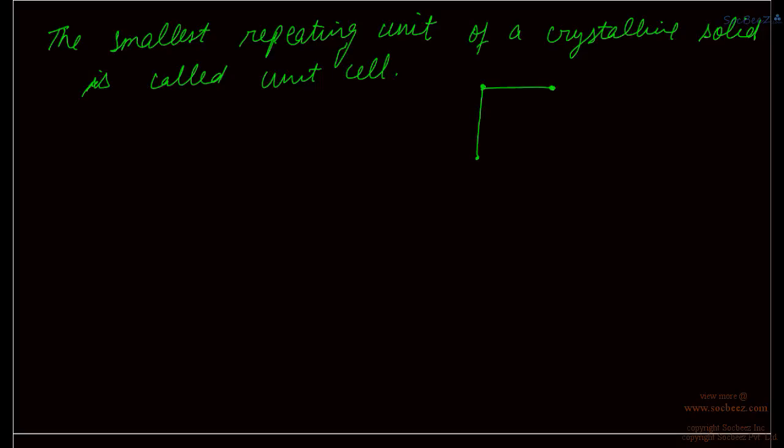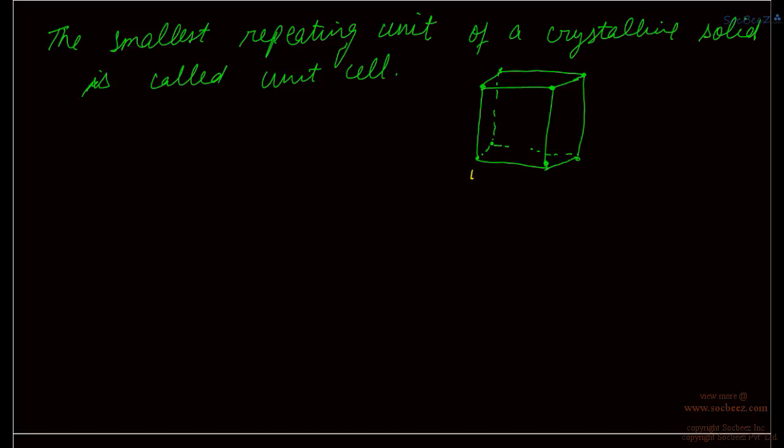Suppose this is the case. So this is a unit cell. Numerous unit cells combine together to form a particular solid. Now, unit cells are characterized by different properties. There are different types of unit cells. Suppose I give different nomenclature to different parts of this unit cell. Suppose this length is B, this length is C, this length is A.